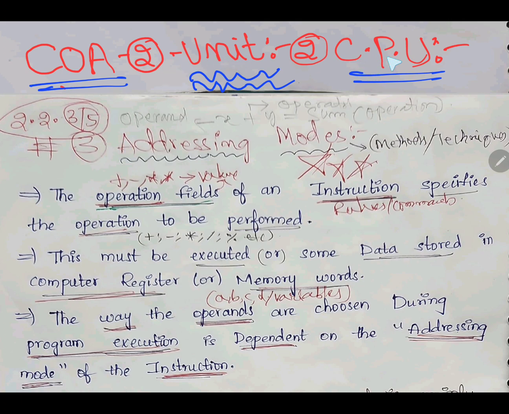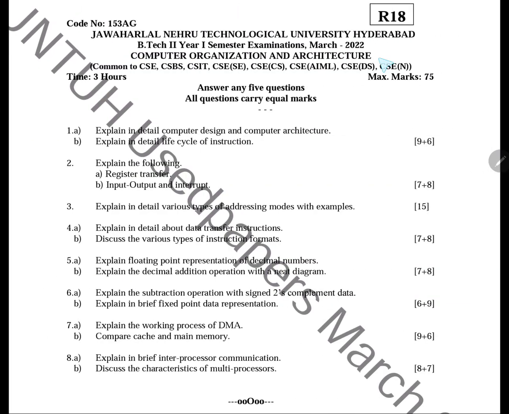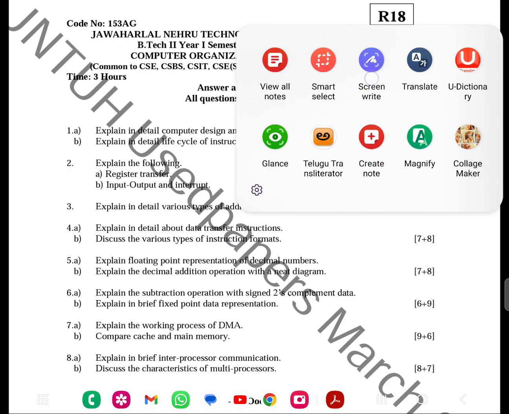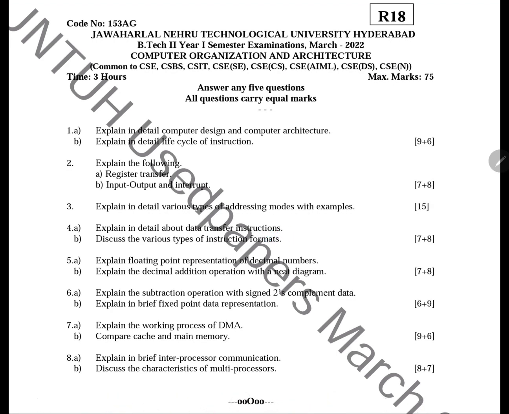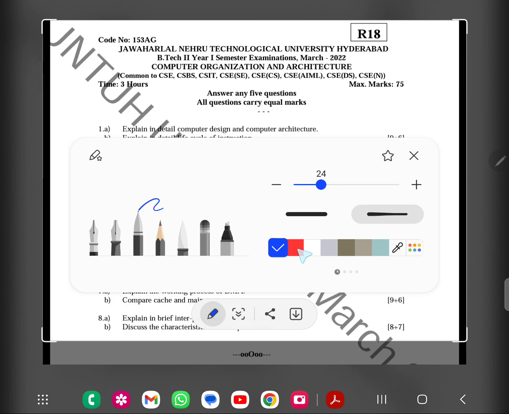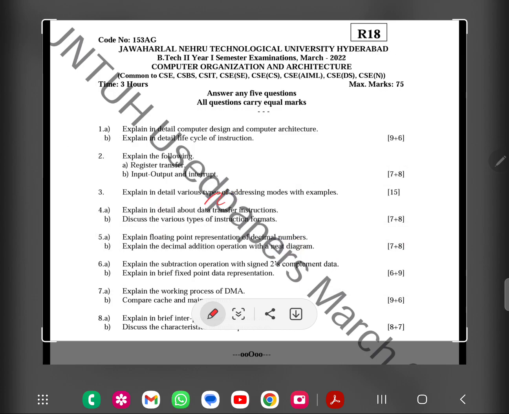See the cursor. CPU, Central Processing Unit. In that, the third topic is this. This is a very important question, a previously asked question. I will show you that. See here, the question paper. I will show you where it was asked in the previous year. I will make it red color so that it will be visible easily.